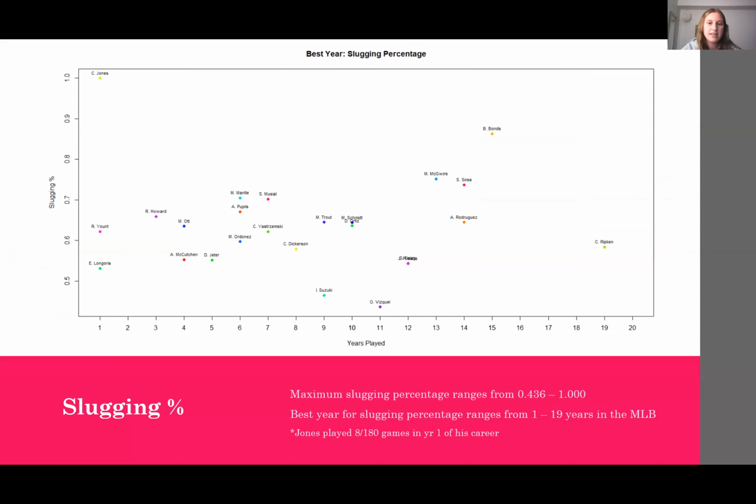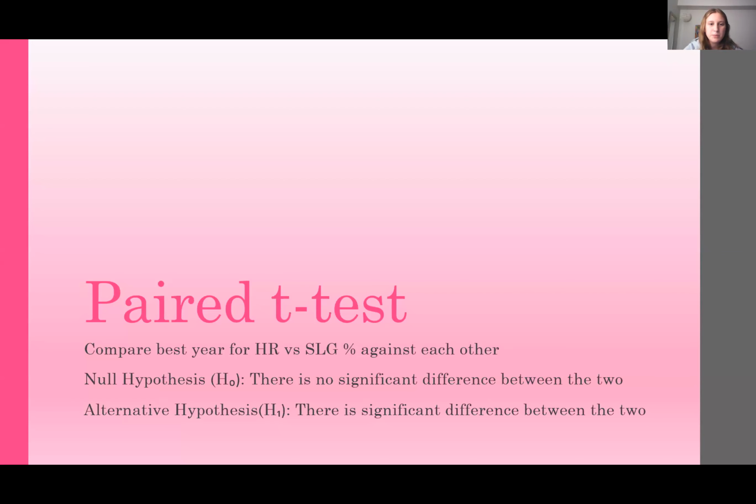But again, this is the data displayed in a graph. Up in the top left, there's Chipper Jones hitting 1,000 in his first year. But more generally, on average, the maximum slugging percentage for players occurs in years 6 to 14 in the major leagues, and generally ranges from 0.5 to 0.7.